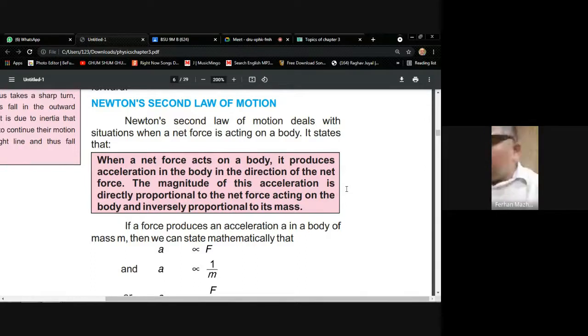And the second portion of this statement is that it is inversely proportional to the mass of the body. Inversely proportional to the mass of the body means that the more the mass, the less will be the acceleration. For example, I can give you an example. For example, you have a Land Cruiser and you have a Mehran car. So the Land Cruiser's mass is larger, it's heavy, and the Mehran is very light.